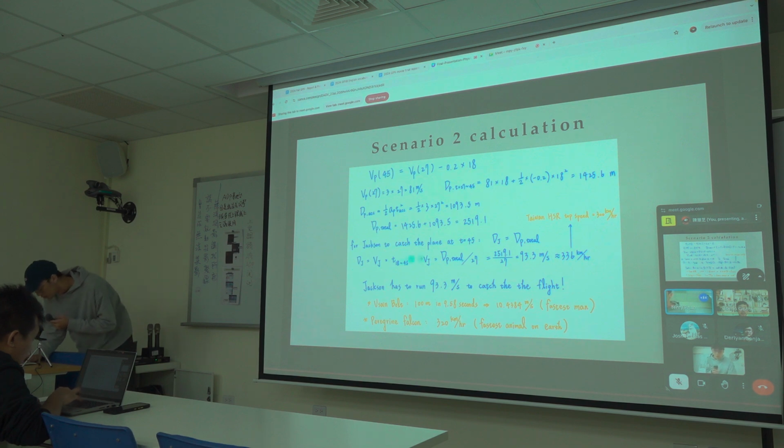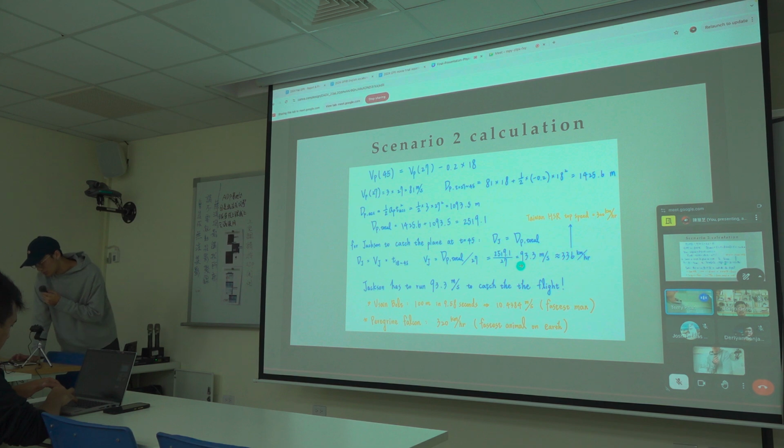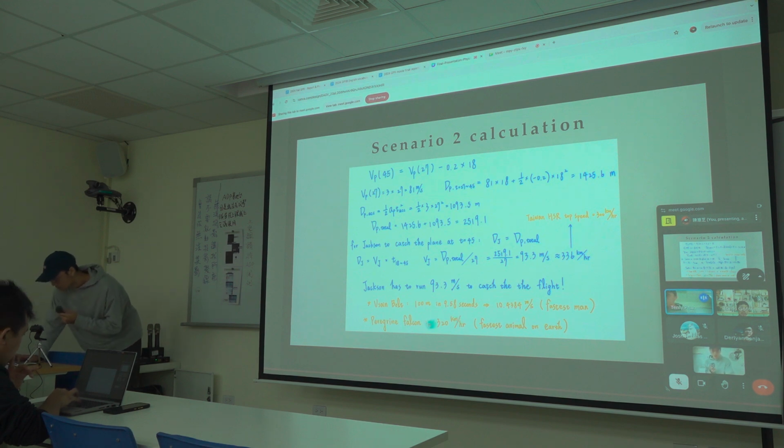So I divide the distance traveled by the plane by 27 seconds, and we can know that he needs to run 93.3 meters per second, which is faster than the high-speed rail in Taiwan. And also, the fastest animal on Earth, the peregrine falcon, has a top speed of 320 kilometers per hour.